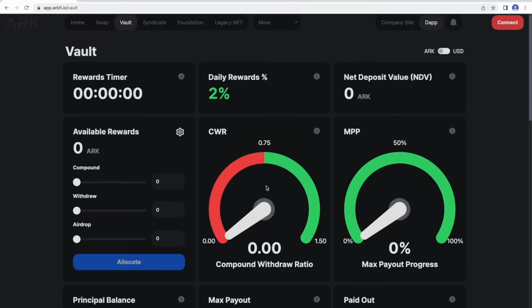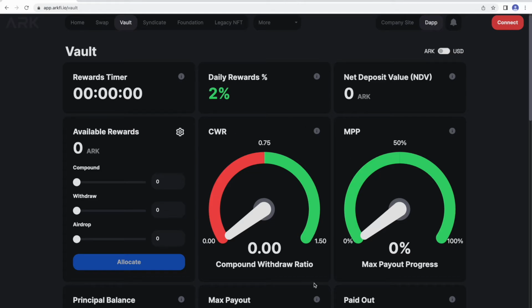Some other things to think about. The daily reward percentage is 2% maximum. So if you see here, current daily reward percentage level: 2%, 1%, or 0.5%. And basically, the way that you stay at 2% is if you do actions that are going to benefit the ecosystem. So the two major factors are the net deposit value and the compound withdrawal ratio.